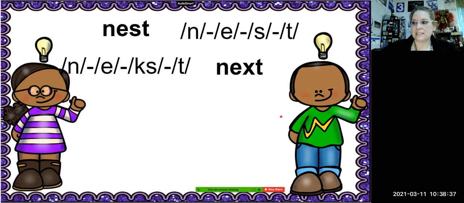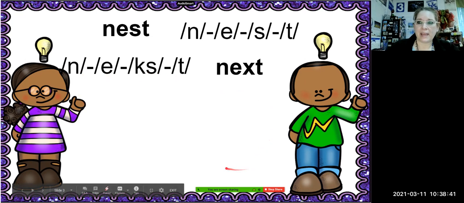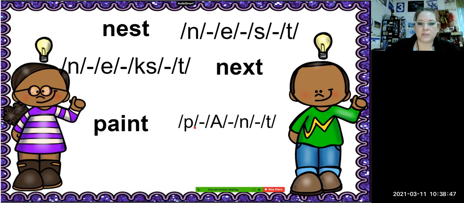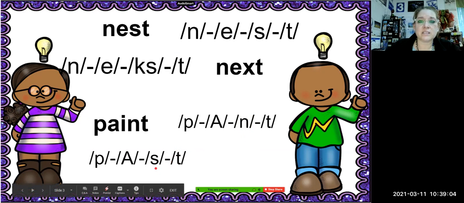Our next sentence is, we bought blue paint for the house. So we have the word paint. Let's stretch that word out. We have paint. And so we have nt as our blend right here. But we're going to replace the first sound of that blend with s.